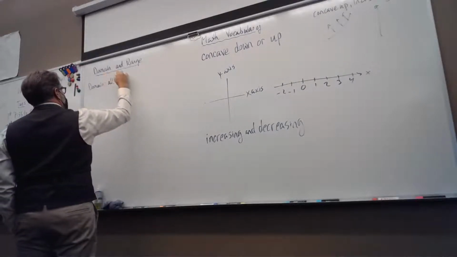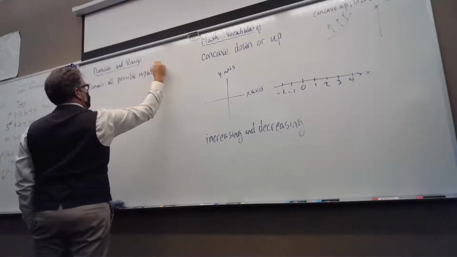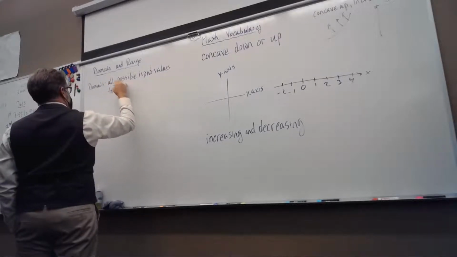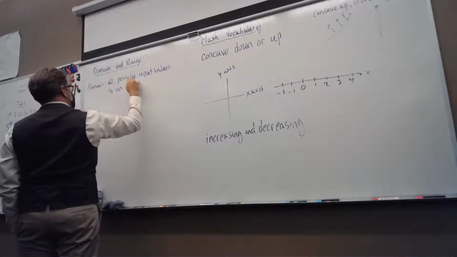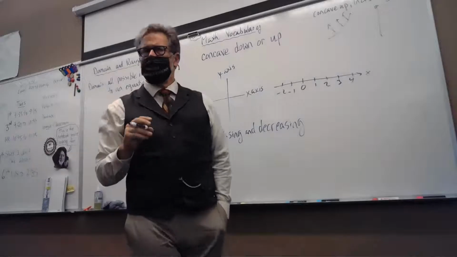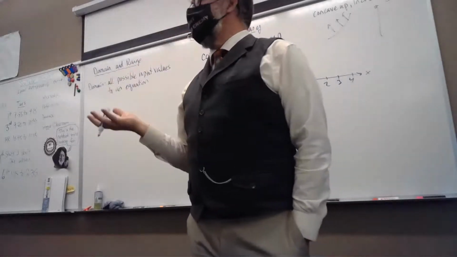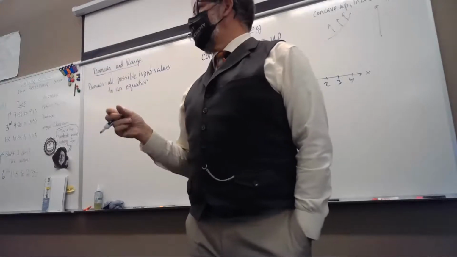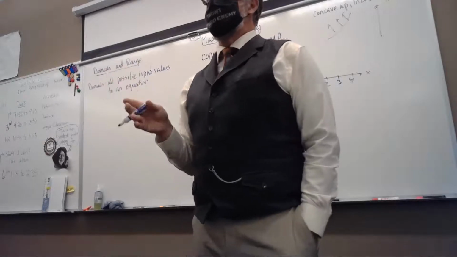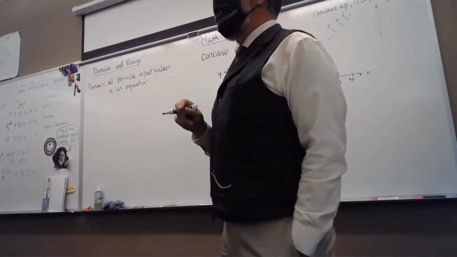All possible input values to an equation. We're going to start by just talking about what that looks like on a graph. We'll get later on to, and we'll touch briefly on what that looks like on an equation. But we're mostly going to be, for now, just looking at what does that look like on a graph. So has everyone got that written down?